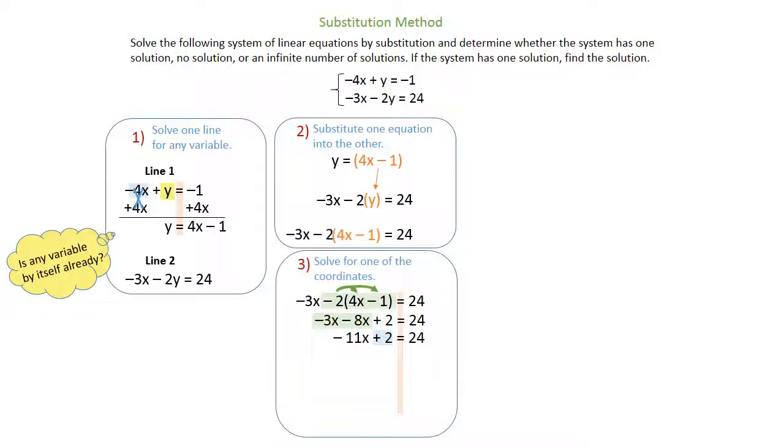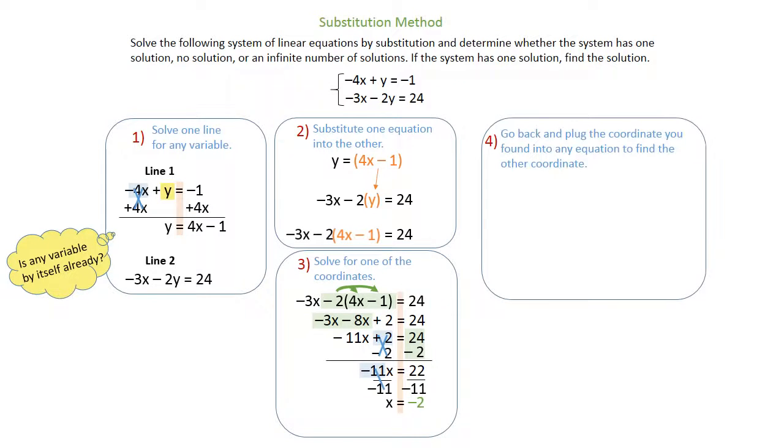Now we would like to move the constant from the left-hand side, subtract it to move it across the equal sign, and then let's add those like terms. You get negative 11x equals 22. 24 minus 2 is 22. And then finally divide by the negative 11. And that gives you x equals negative 2. So we now have one of our coordinates.